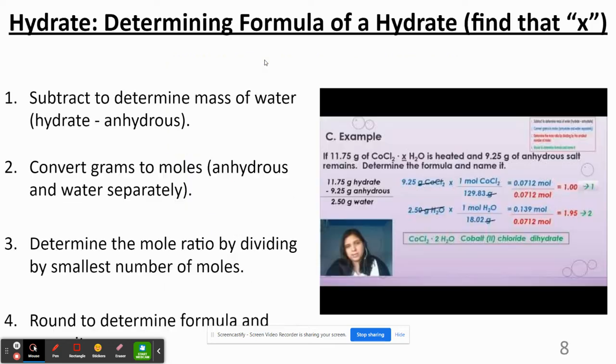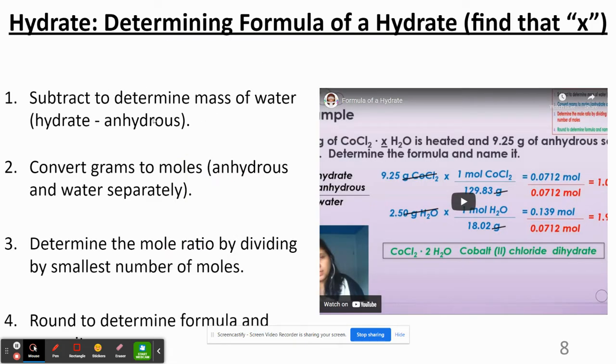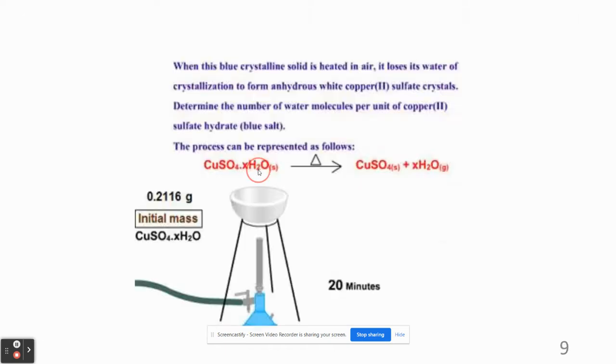There are a few different problems we're going to go over, but essentially these are the main steps. You need to figure out the mass of your water. You need to convert the mass of your water to moles, do a mole ratio, and then afterwards you need to round and determine your formula and then name it. So let's go ahead and do some sample problems to learn those steps.